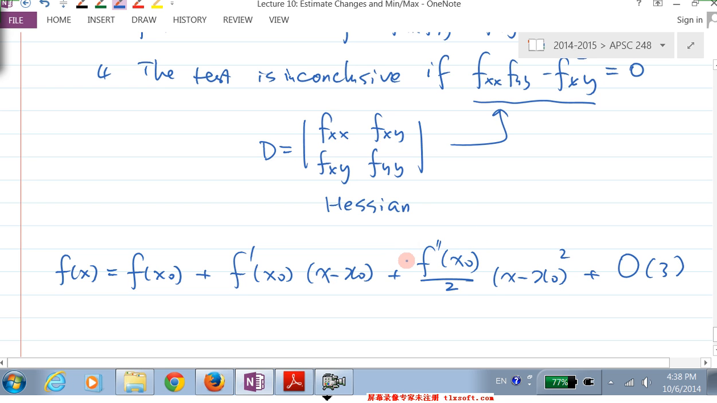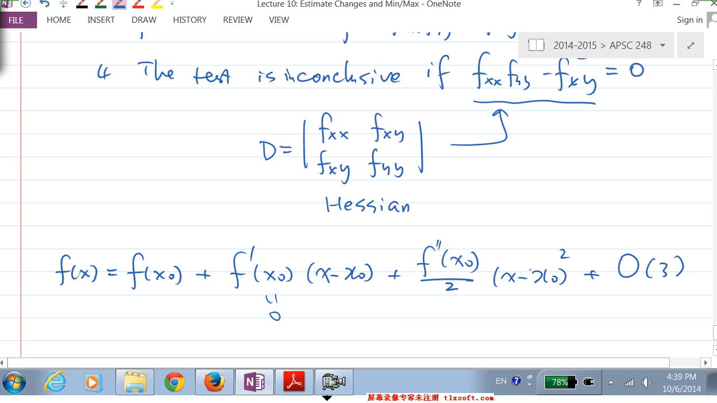This is greater than 0. Is it a min or max? Min, right? Why is it min? Because the first derivative is 0 now, and this term is already greater than 0, and you get another term greater than 0. Basically, it doesn't matter how you move around the location x equal to x naught, your function f always increases. So that means around that location you have a local min.